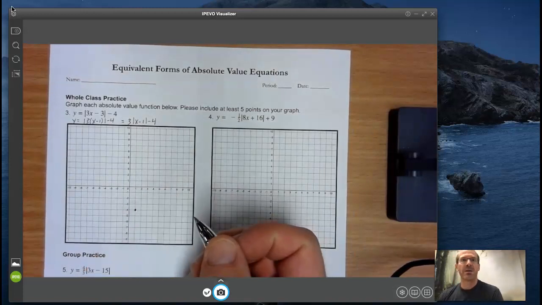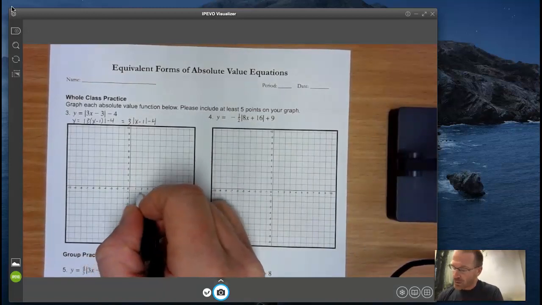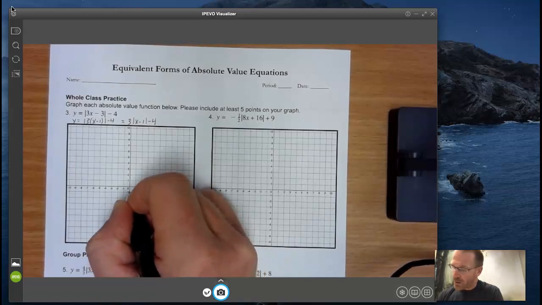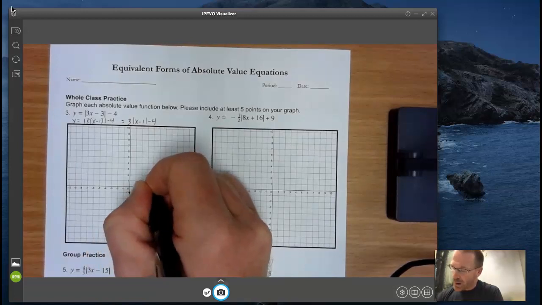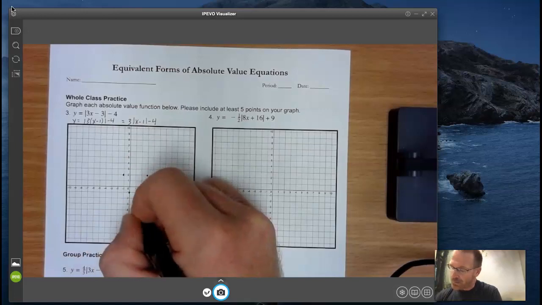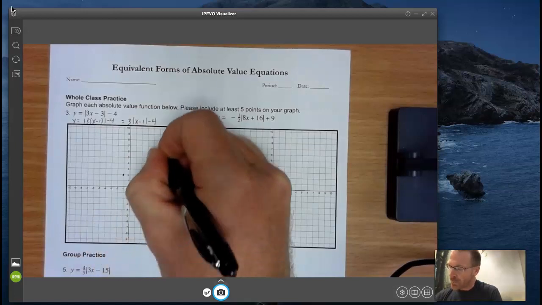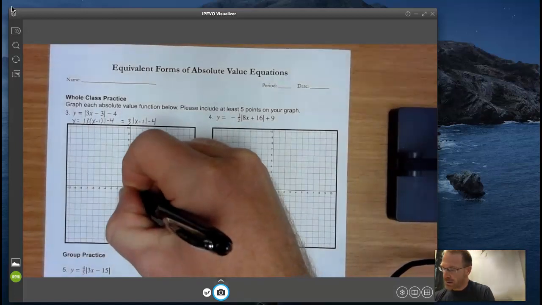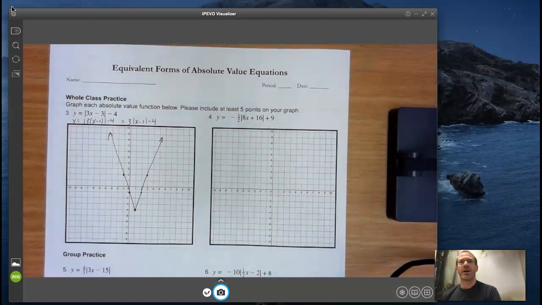I know it opens up, it has a positive A value. Then I go 1, 2, 3, and 1, and repeat that pattern. And there's our graph. So there's why we want to know how to do this with graphing.